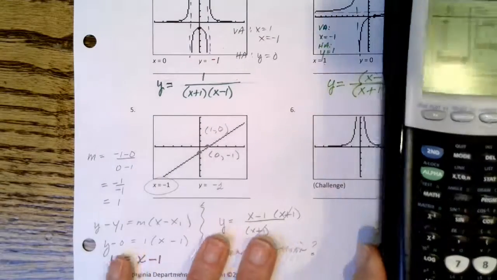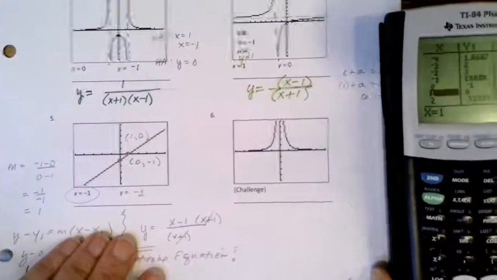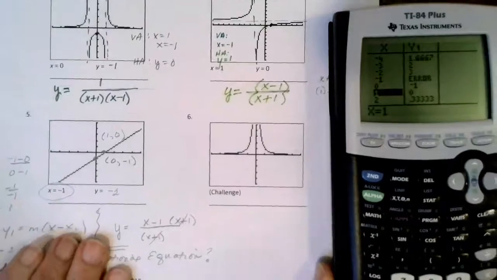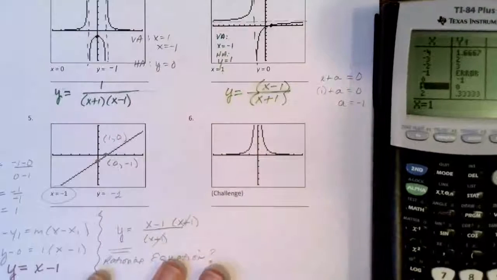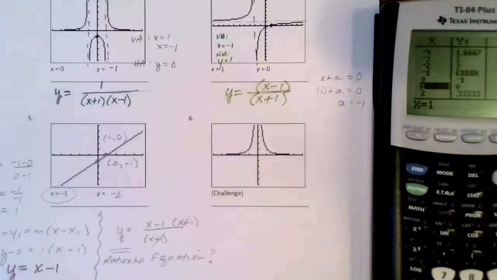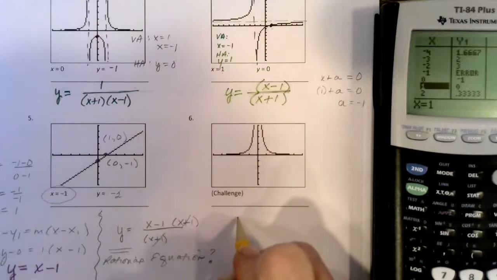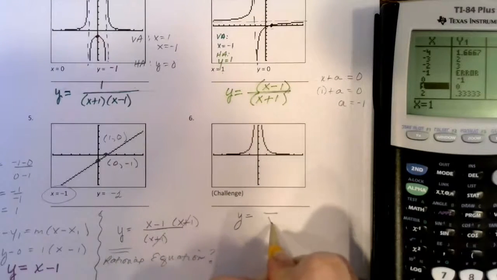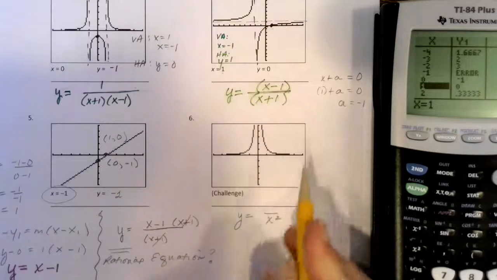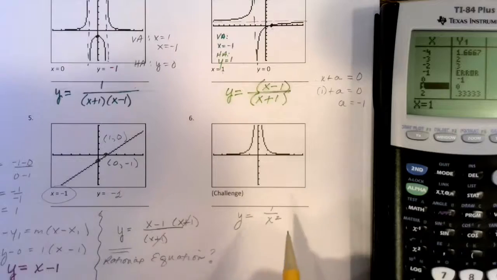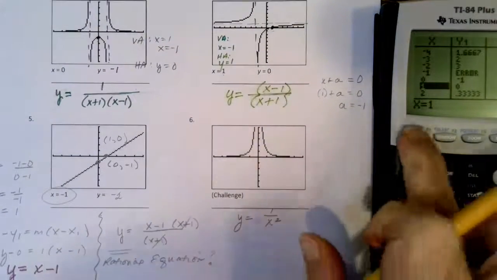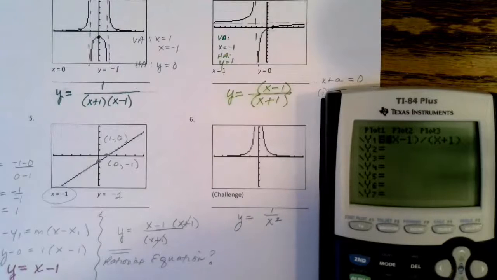Okay, they're telling us number 6 is the challenge. And I don't think this is the challenging one. I think these other ones have been challenging for us. I know that's the equation of when I have a quadratic. When I have a squared in the denominator, I don't see any asymptotes other than y is equal to 0, or x is equal to 0.